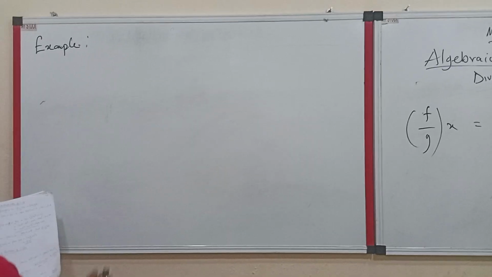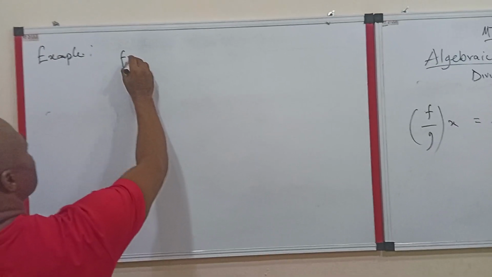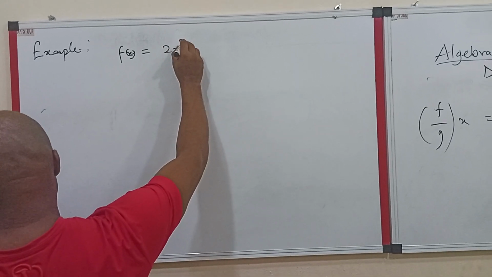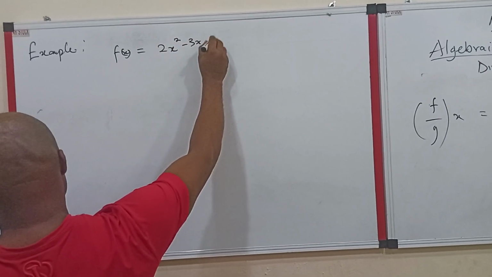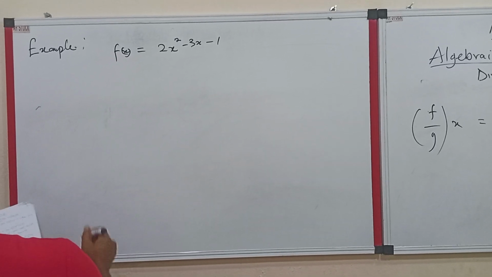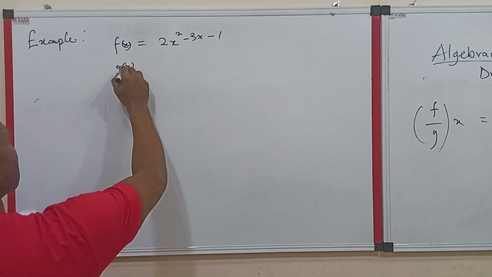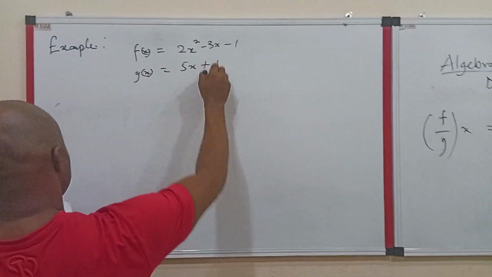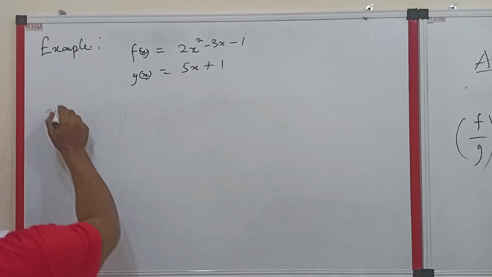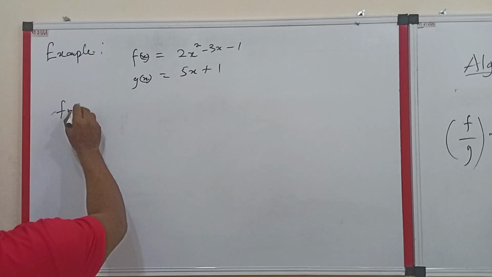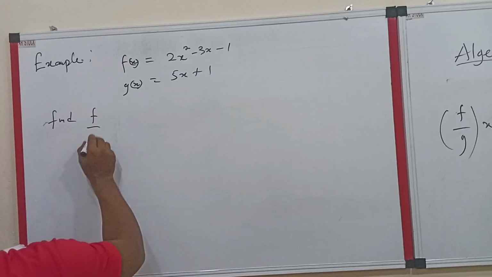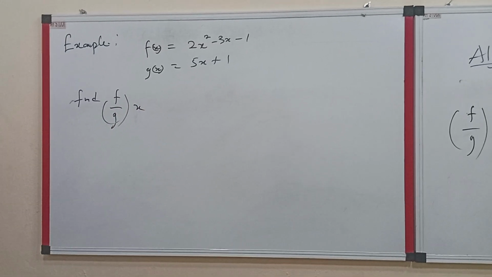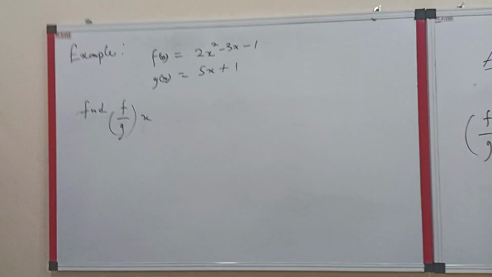Given that f of x is equal to 2x raised to the power 2 minus 3x minus 1, and we have g of x is equal to 5x plus 1. Now, the question is find f of g all of x. That is in one case.